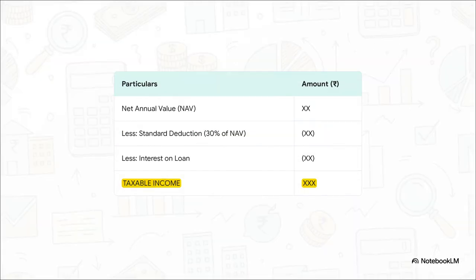Next, we conquer the castle of house property. If you're earning rent, this is your domain. We start with something called the gross annual value, then subtract any municipal taxes you paid. That gives us the net annual value, or NAV. And here's where the magic happens. You get a flat standard deduction of 30% of that NAV for things like repairs. And it doesn't even matter if you spent the money or not. It's a non-negotiable magic number. On top of that, you can also deduct the interest you've paid on your home loan.